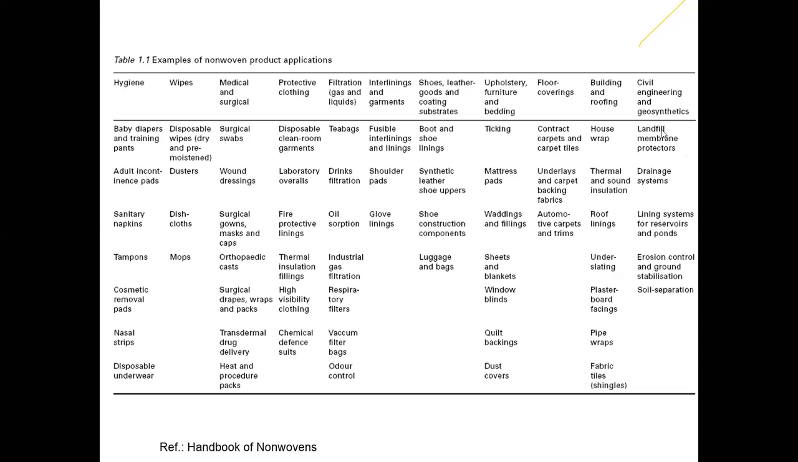So as I discussed earlier in geosynthetics, for separation purpose, filtration purpose, protection purpose, we are using non-woven fabrics. So in drainage system, lining system for reservoirs and ponds, erosion control and ground stabilization. In all these applications, we are using non-woven fabric, and the applications are much more, but we have enlisted a few of them.